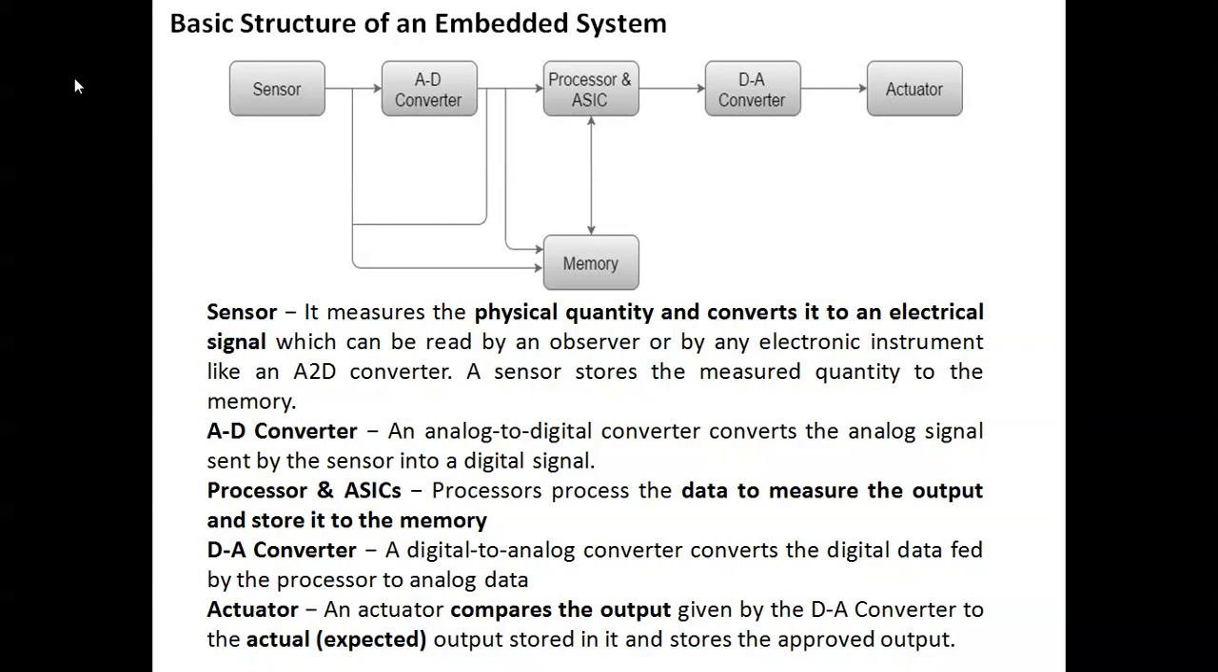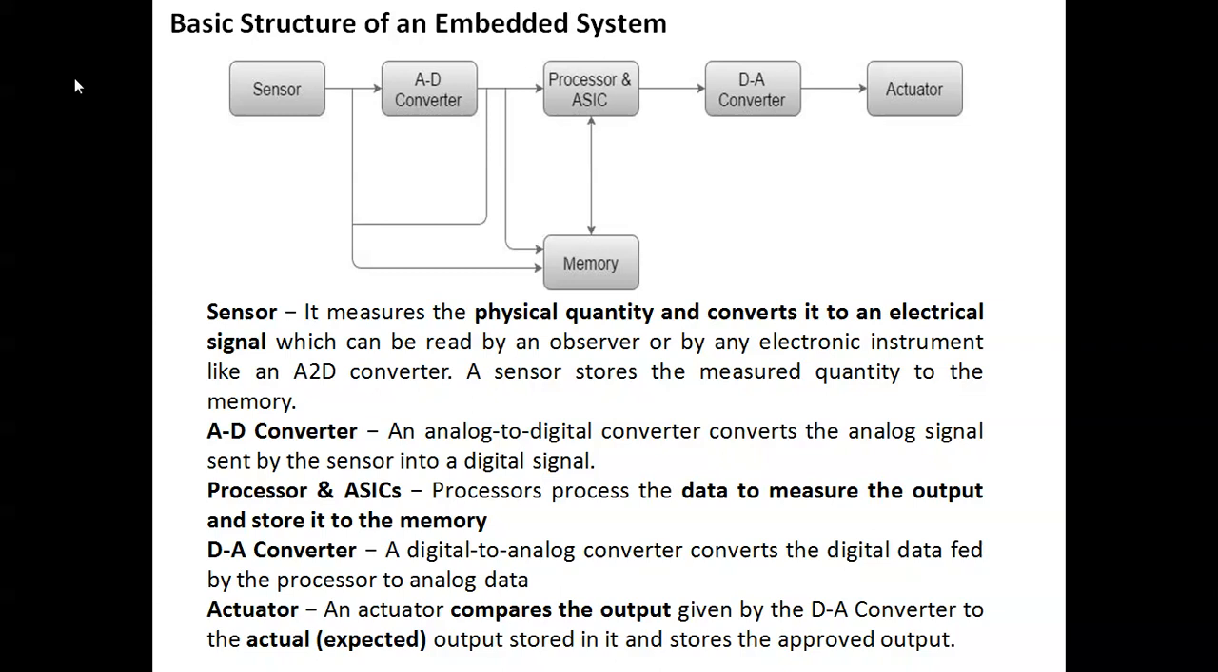The analog to digital converter converts the analog signal sent by the sensor into a digital signal. You know what is analog, what is digital? Nature, my voice, image, these are analog. For digital, it's a binary sequence, zeros and ones.